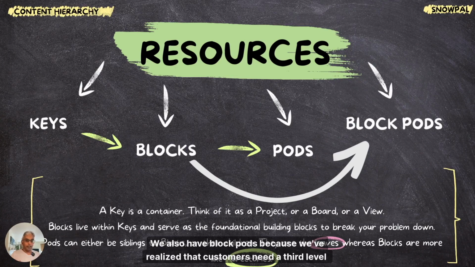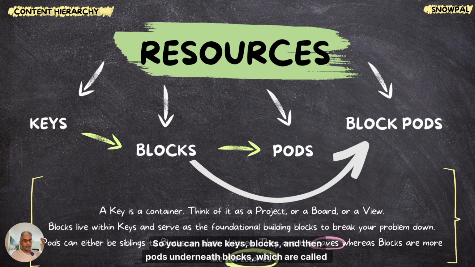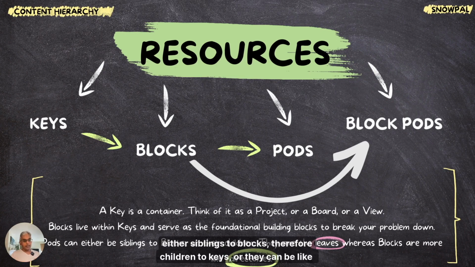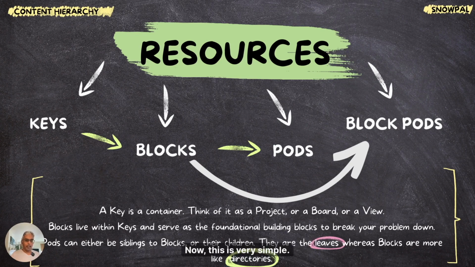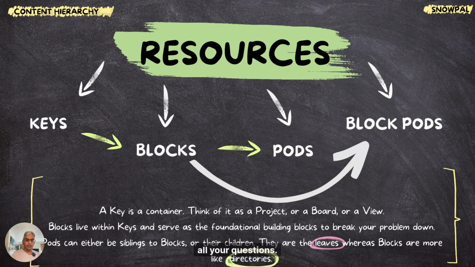We also have block pods because we've realized that customers need a third level of hierarchy, which is under blocks. So you can have keys, blocks, and then pods underneath blocks, which are called block pods. So pods can be either siblings to blocks, therefore children to keys, or they can be block pods, which are children to blocks, therefore grandchildren to keys. Now this is very simple. It just takes a minute to explain it. So if it's unclear, just play the last 30 seconds again, and it's going to answer all your questions.